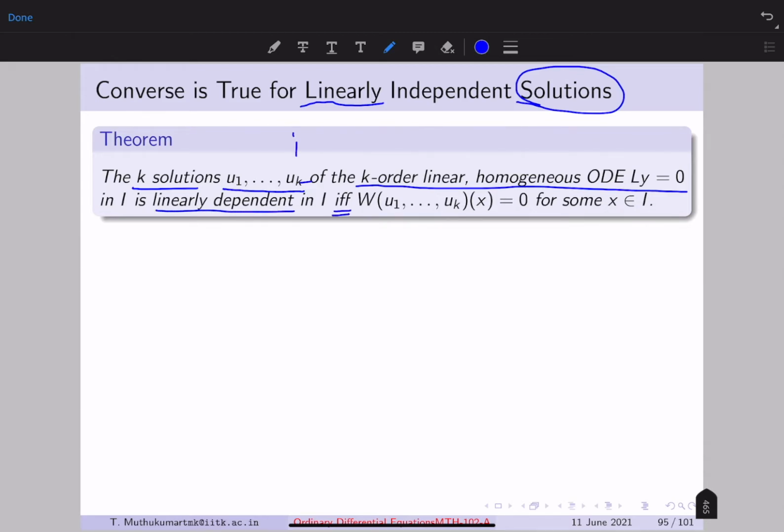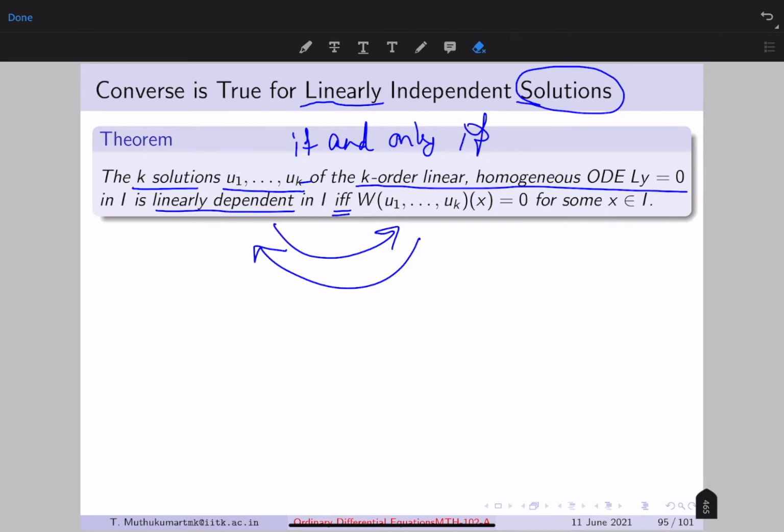What is if and only if? Both happen. That is, P implies Q and Q implies P. So this implication is also true. This implication is also true. And this implication we have already proved in the previous theorem. This is the implication which was not true earlier. Now with this additional condition that they are solutions of an ODE, this implication also becomes true.